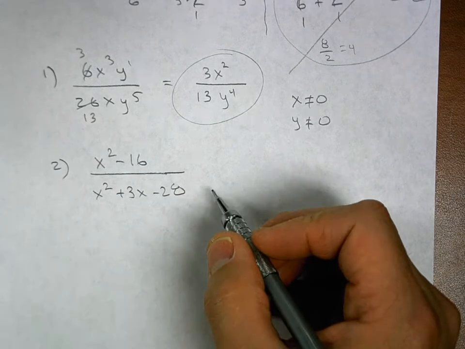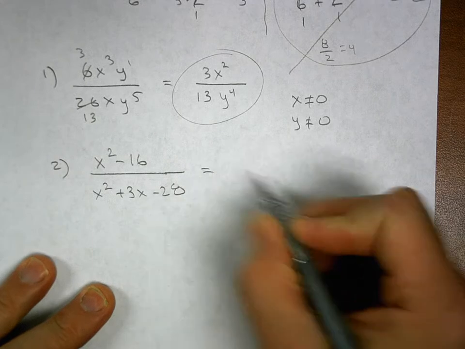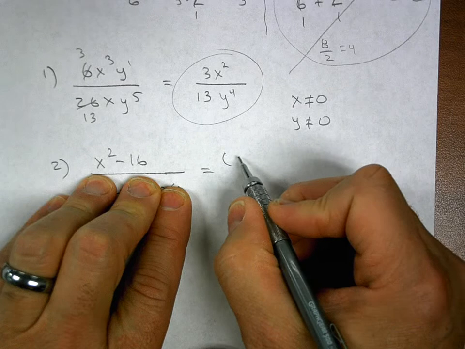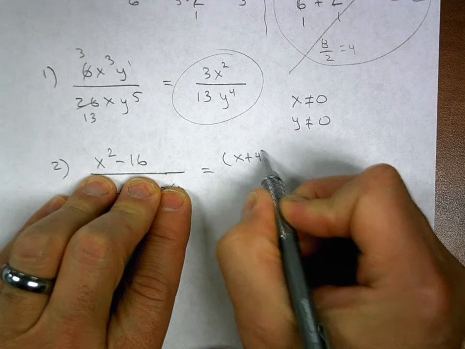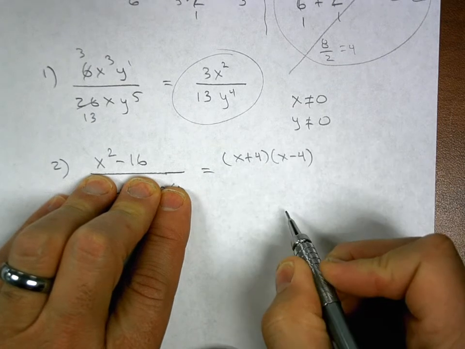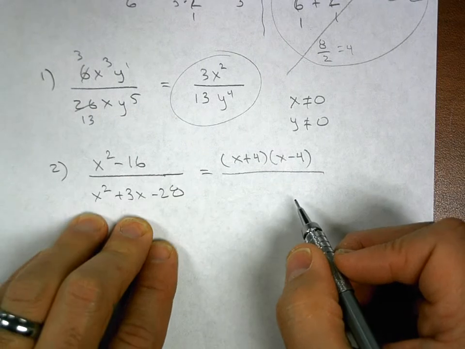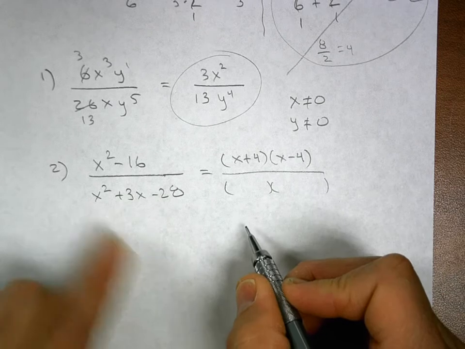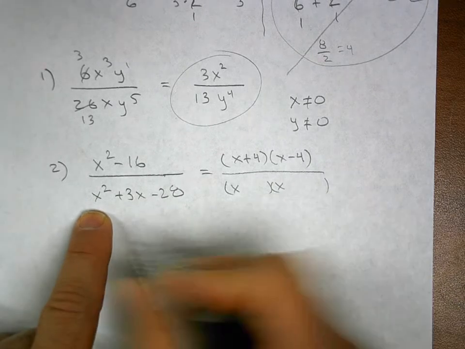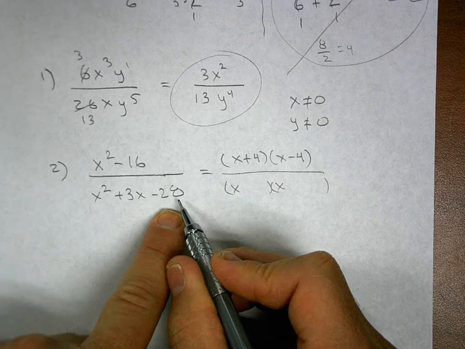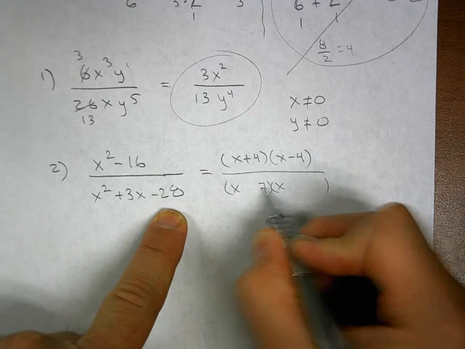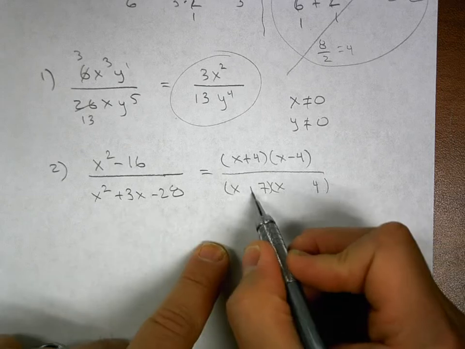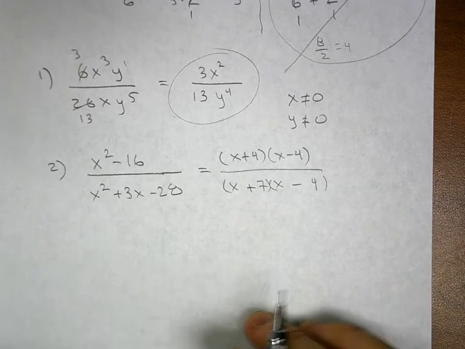Someone said factor. Absolutely, let's go ahead and factor. The top, I think we know how to factor that, I hope. How does that factor? x plus 4 times x minus 4. There we go. And then on the bottom, let's try to factor that. 2 parentheses. x times x gives x squared. What times what is 28? 7 and 4. We need positive 3x, so x plus 7 and x minus 4.